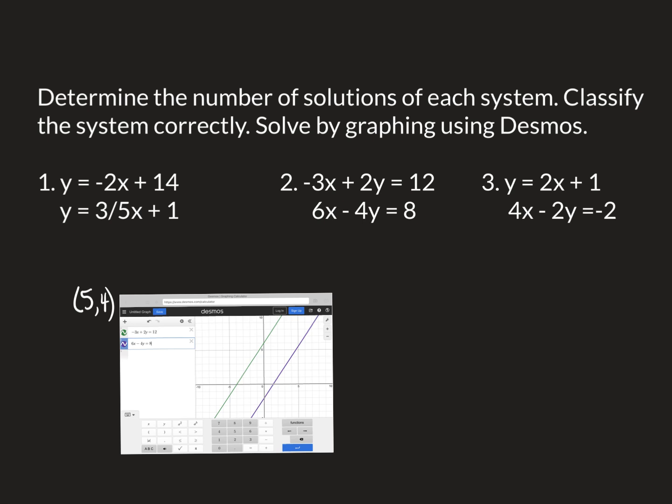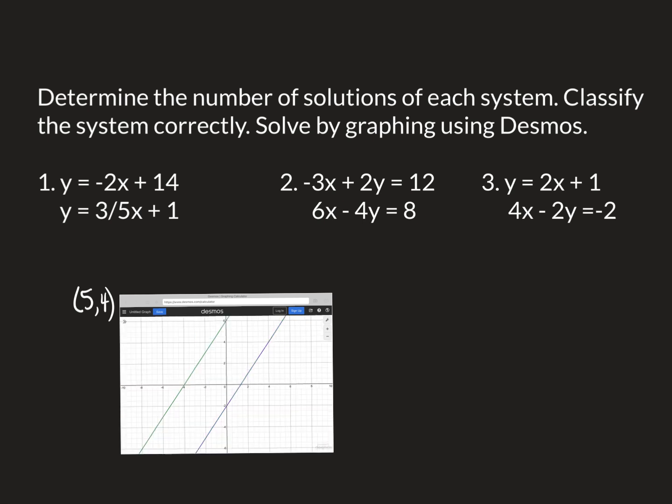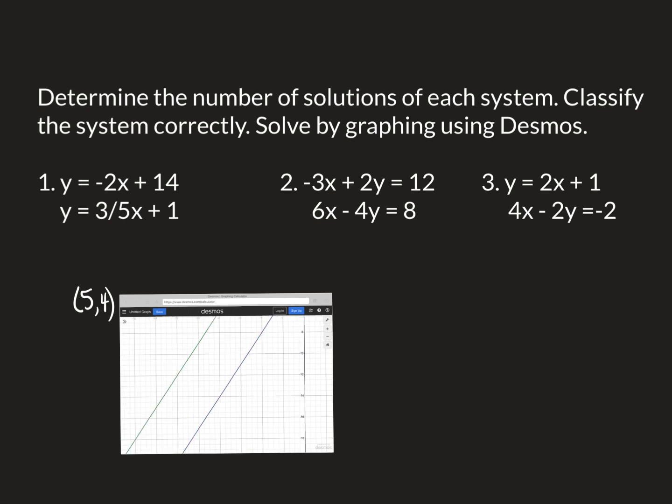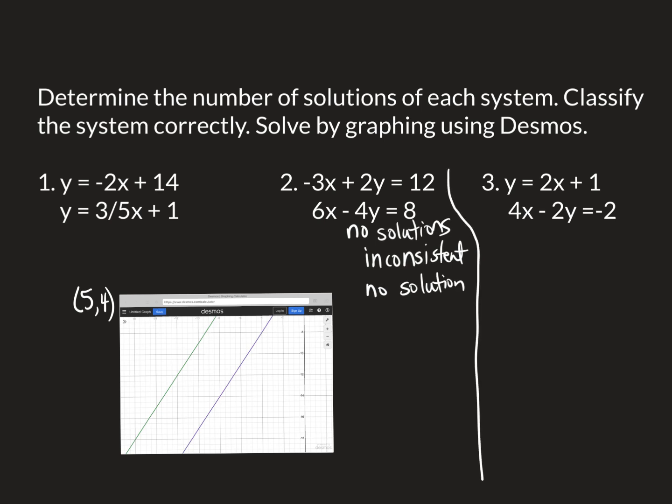It looks like those two lines are parallel. They're never going to intersect. So that means that there are no solutions. It's inconsistent. And again, where we wrote the solution count, this one is no solution. That's number 2.